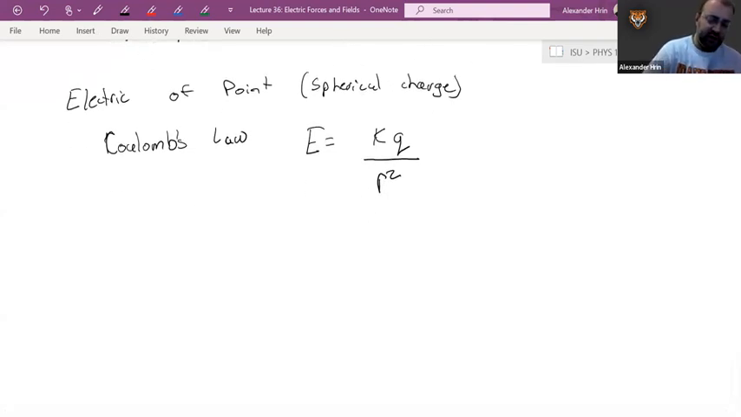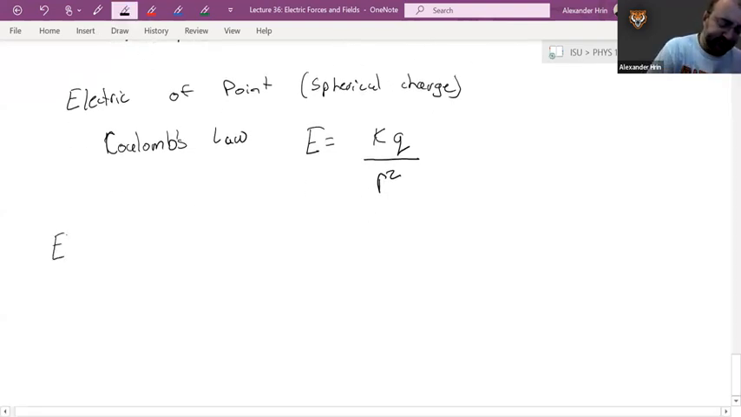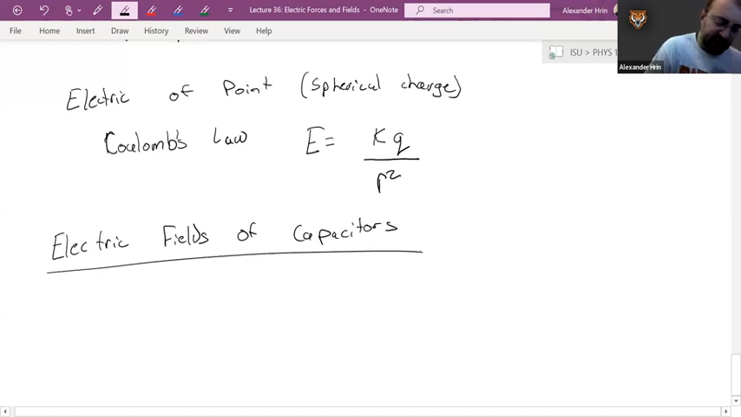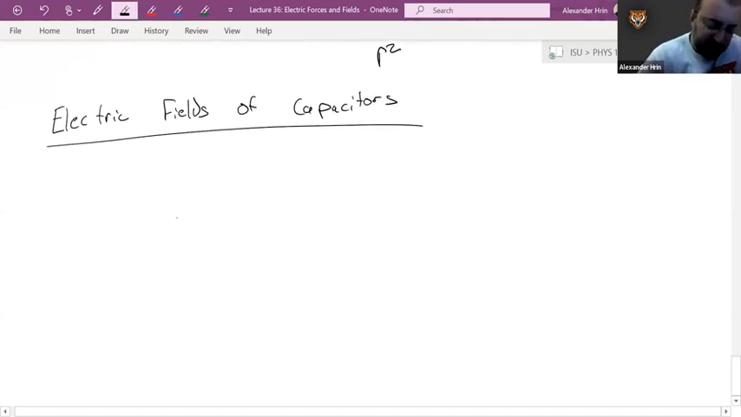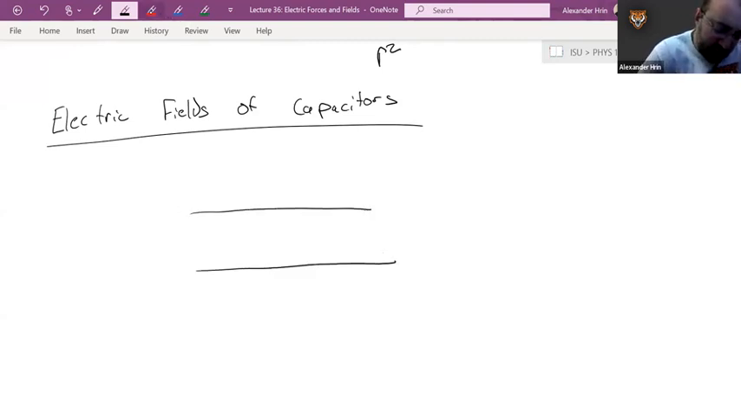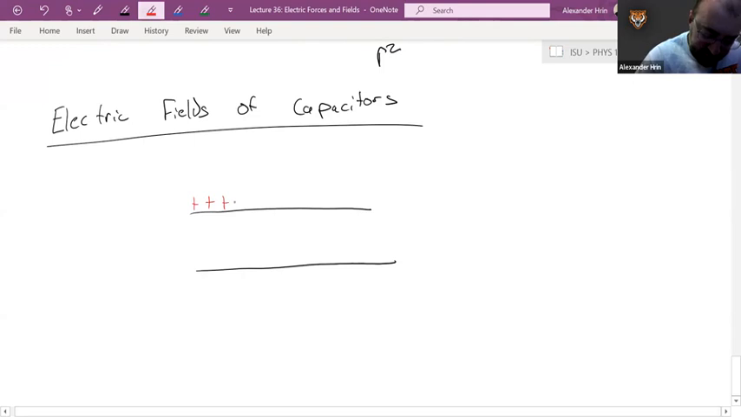Now, one other thing I wanted to talk about that I think might be relevant here is the electric fields of capacitors. I wanted to bring this up because many of you have worked with capacitors in your circuits class. So basically what a capacitor is, we'll do positive charges in red, I guess. You have a bunch of positive charges on one plate and a bunch of negative charges on the other plate.